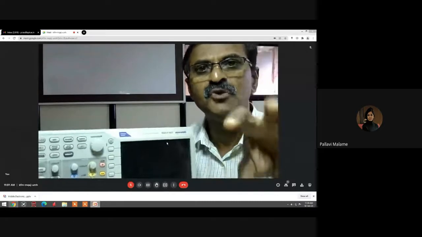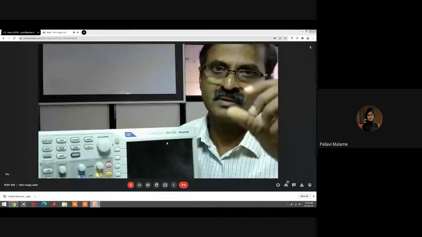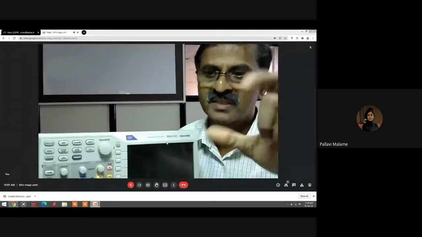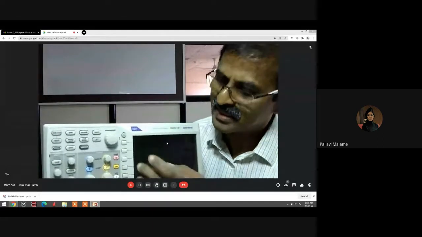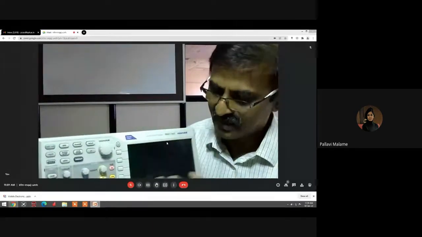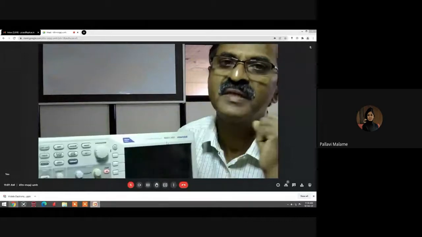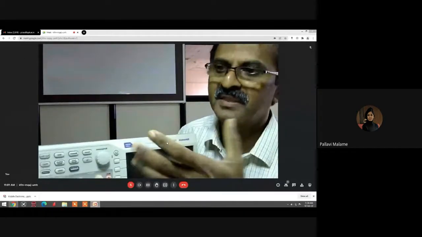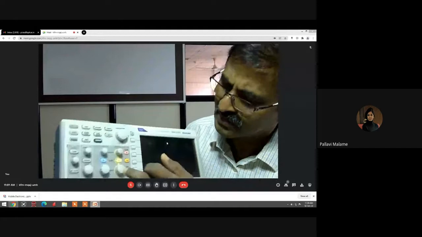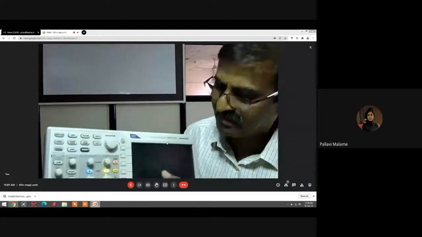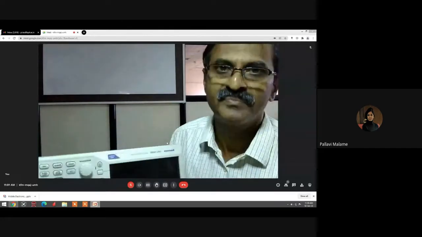The way you zoom your picture on your mobile phone by touching the screen, similarly, by rotating these knobs, this X and Y scale factor, you can increase or decrease, either multiplication or division. So that is a scaling you have, what is called time scale and the amplitude scale.